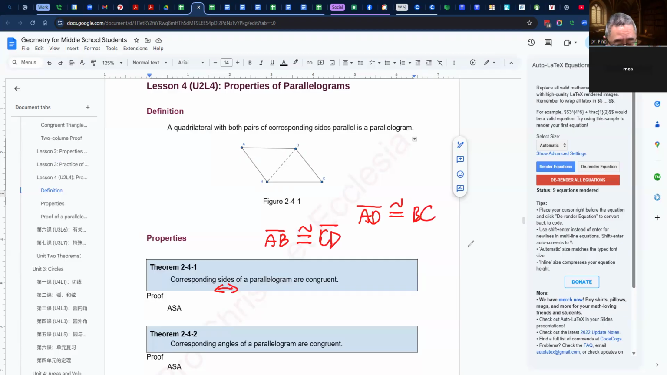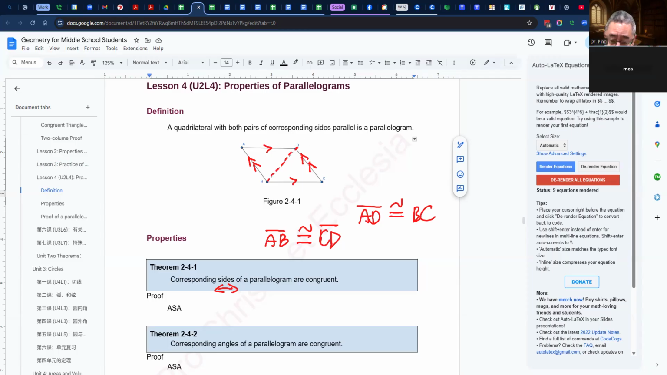So now we're going to actually prove it. Why? Because any theorem, we have to prove it. To prove it, we're going to use triangle congruency. And you can see that triangle congruency is used a lot for proving in geometry. So what do we know? Based on the definition, if this is a parallelogram, we know this side is parallel to this side, and this side is parallel to this side. Now we're going to draw a line connecting B and D, like this dotted line.